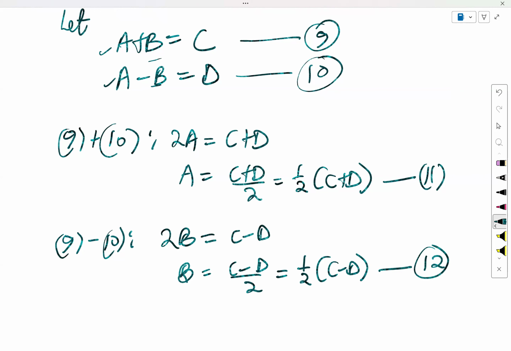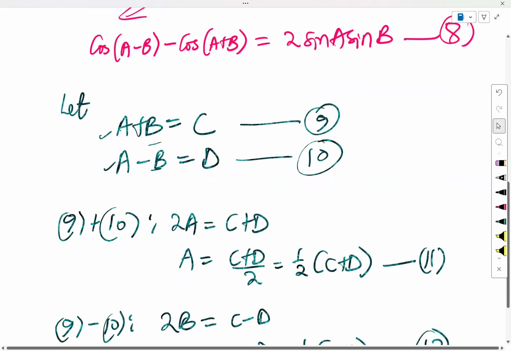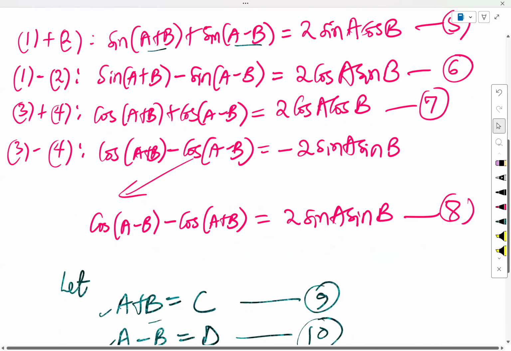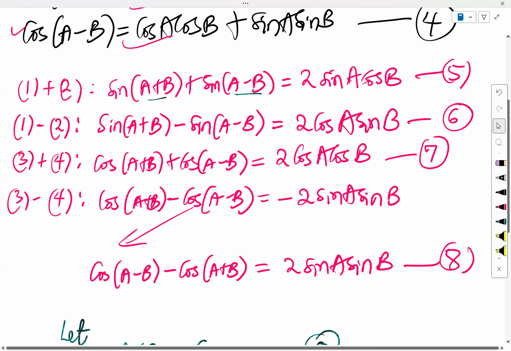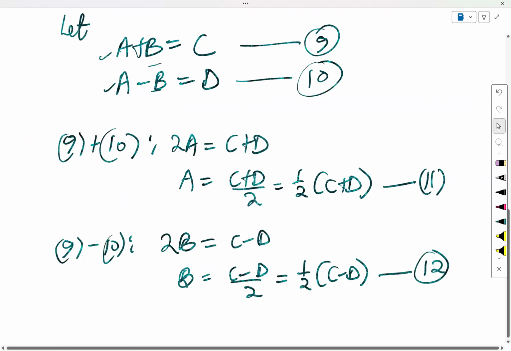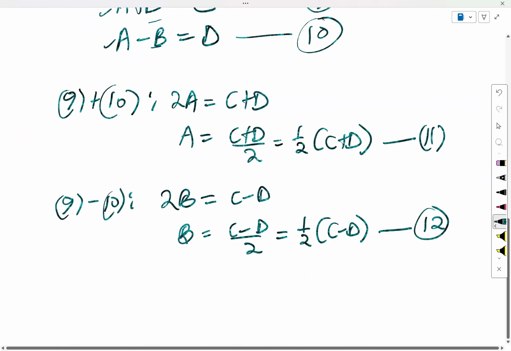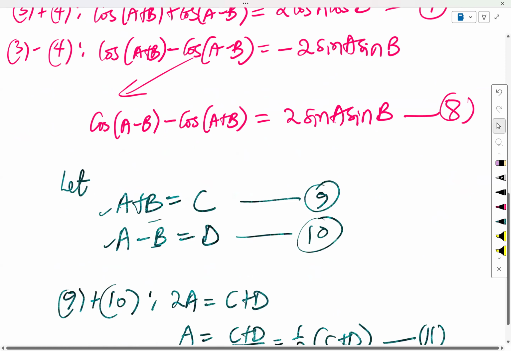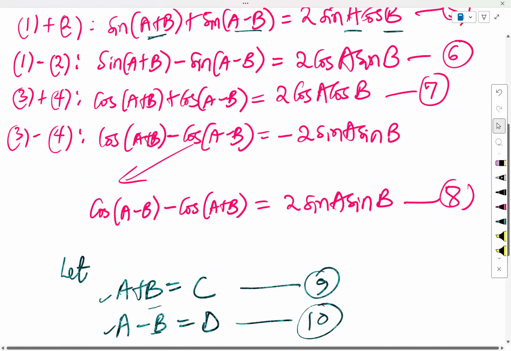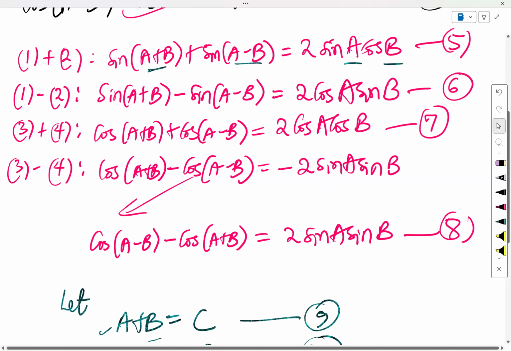So now that we have A to be half C plus D, and we have A plus B is C, A minus B is D, we can go back to equations 5 to 8. Equation 5, 6, 7, and 8. Everywhere we have A plus B, A minus B, we change them to C and D. Whereas anywhere we have A and B, we change A to half C plus D, and we change B to half C minus D. So that will bring us this set of expressions we actually need to work with, and then we take some examples. So let's go for that.